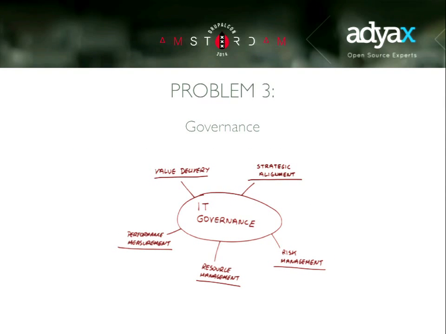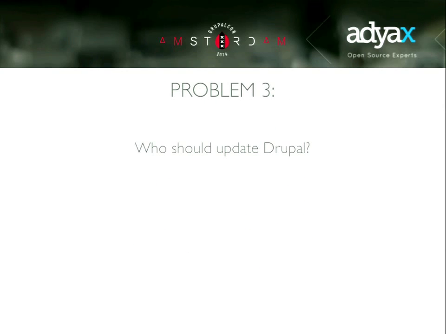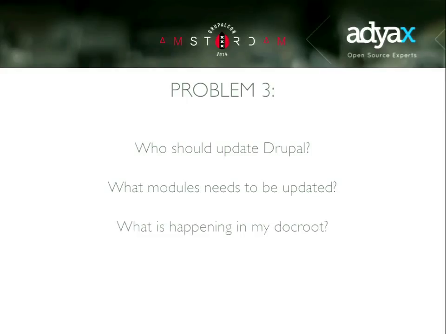The third problem that we got is the governance. You never know about what is happening, and you want to centralize Drupal. You want to use only one Drupal for everything, and you don't know who should update the Drupal. You have your platform based on Drupal, and all the agencies are using it, and you need to streamline the process of governance. So the governance is always clear. You know that there is a team who is working on the platform, who is getting the Drupal updated. They update modules. They always know what's happening in your Docroot. And they need to know about the latest changes and versions.